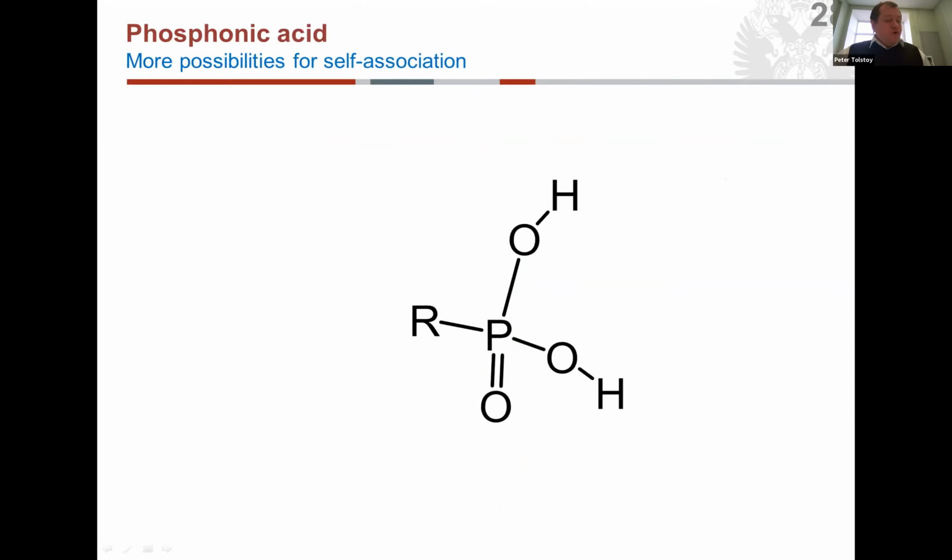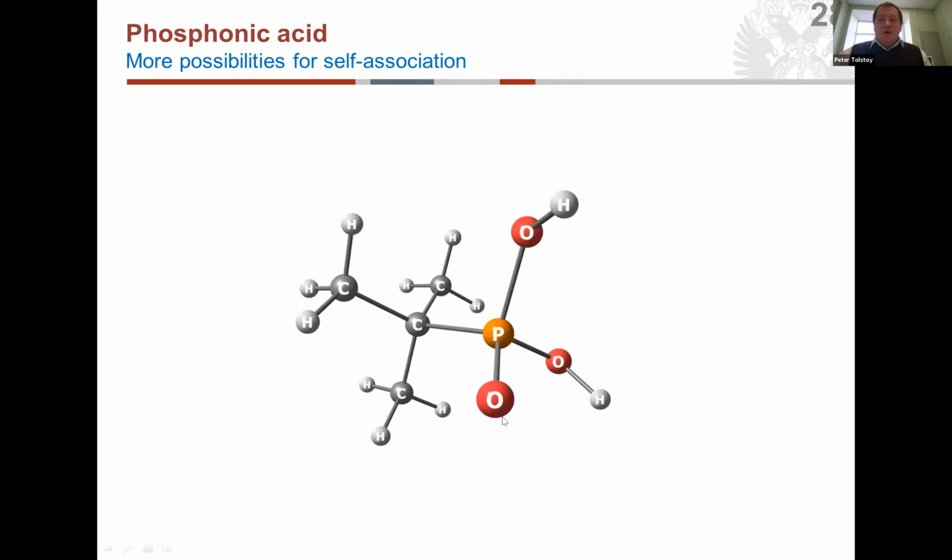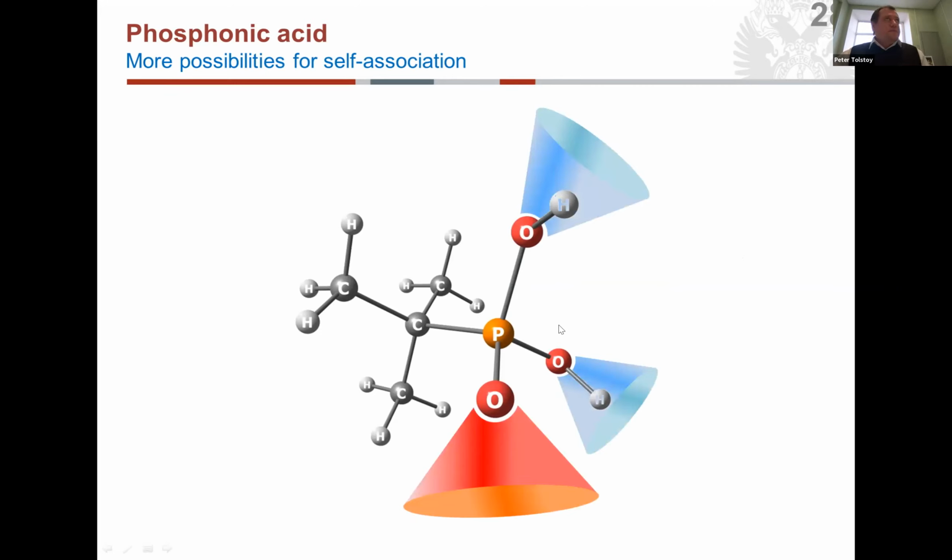And the last case I'm going to present are phosphonic acids. These acids have 2 OH groups and 1 phosphoryl oxide group. Now, here is a 3-dimensional structure of tert-butyl phosphonic acid. We can add the cones of proton donating and accepting ability. So we see the number of possibilities here is increased, and one could expect... well, I didn't know what to expect from this molecule. How would it self-associate?